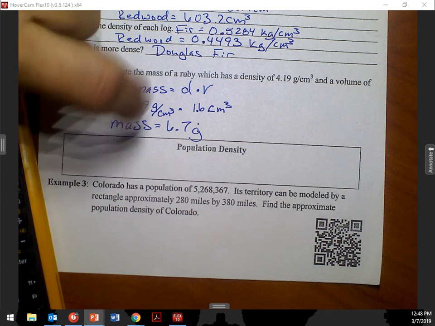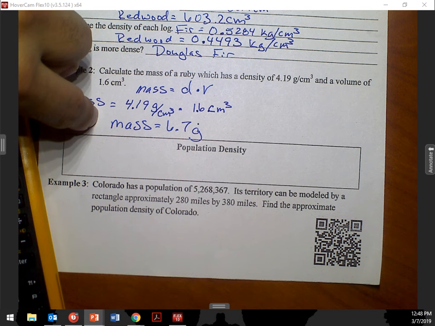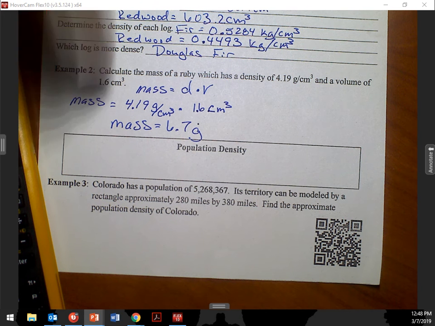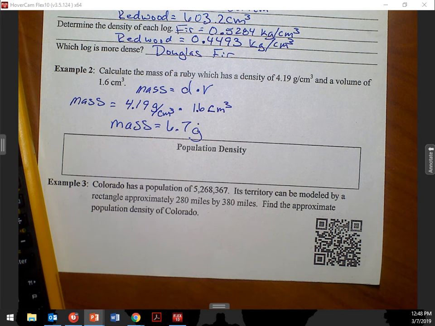So if I'm comparing this to the Douglas fir or one of those other items, this is going to be a lot heavier, right? If they are the same size, this thing is going to be a lot heavier. That's what it's referring to, because it has a much higher density.